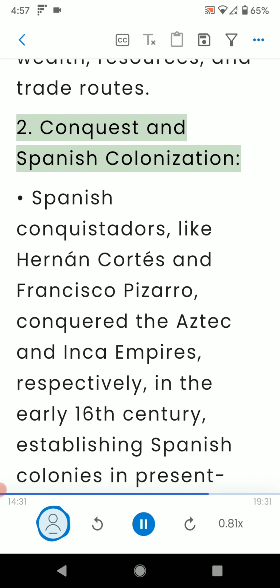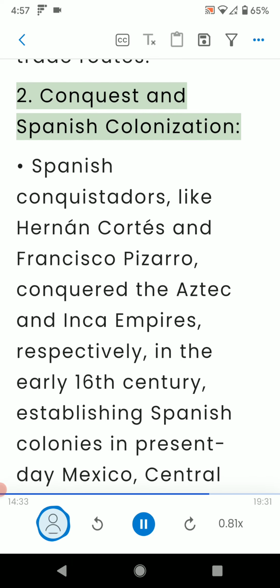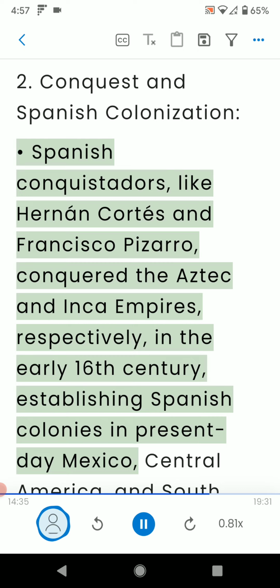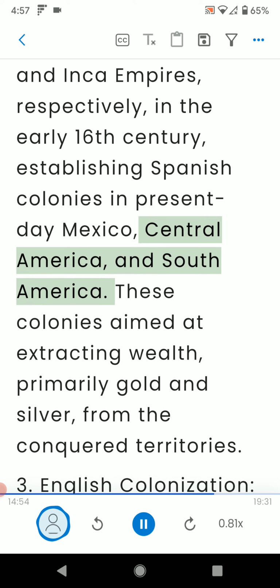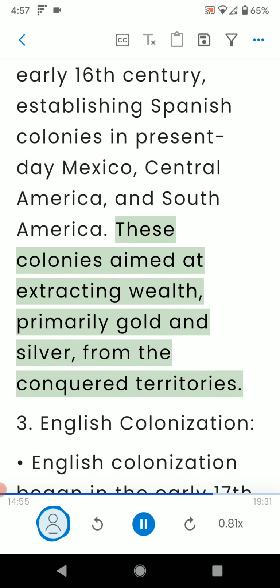2. Conquest and Spanish colonization. Spanish conquistadors, like Hernán Cortés and Francisco Pizarro, conquered the Aztec and Inca empires, respectively, in the early 16th century, establishing Spanish colonies in present-day Mexico, Central America, and South America. These colonies aimed at extracting wealth, primarily gold and silver, from the conquered territories.